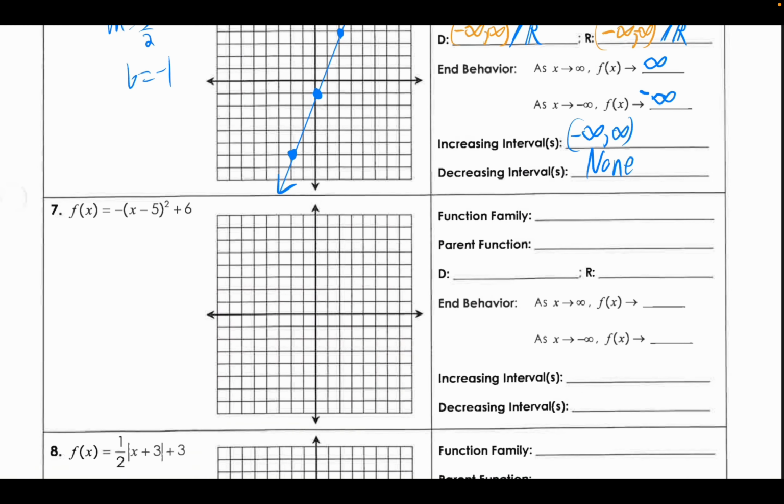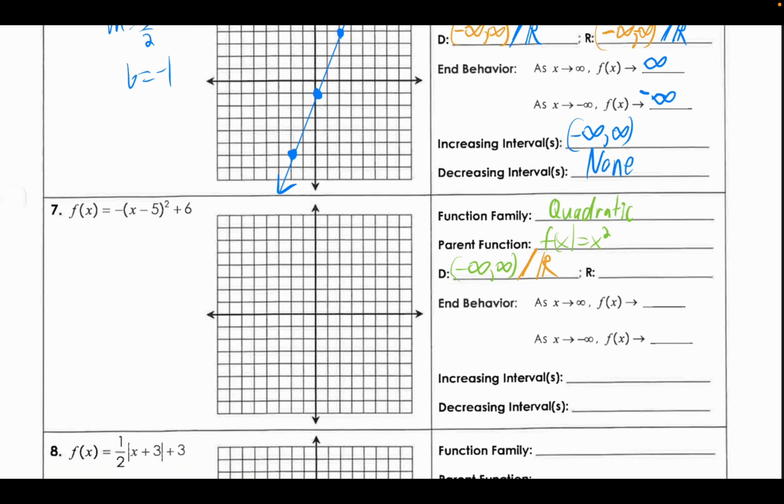Number 7 here, we see an exponent of 2, which tells us it's quadratic. The parent function is f of x equals x squared. The domain always is negative infinity, comma, infinity, as you guys are probably getting tired of me saying and you hearing.